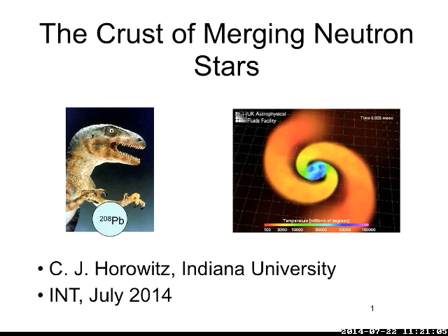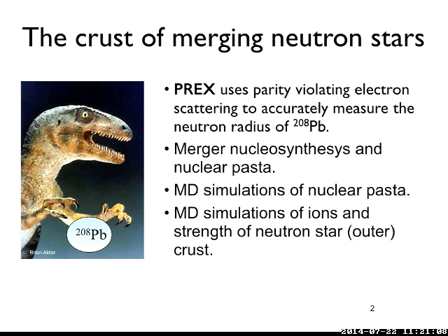Now, I want to talk a little bit about crust physics, as Sanjay said, but I always want to include some experiment. So I'll say a little bit about the PREX experiment, which is measuring the neutron radius of lead-208, and that has implications for the structure of neutron stars.